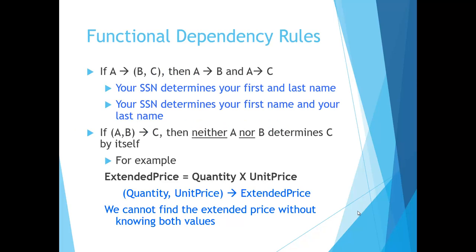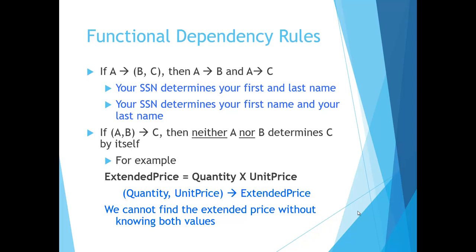Those functional dependencies follow certain rules. For example, if A can determine B and C, then A can determine B alone and A can determine C alone. For example, your social security number determines your first name and last name. So basically, if I plug in the social security number, it can determine your first name alone, or it can give me your last name alone if needed.